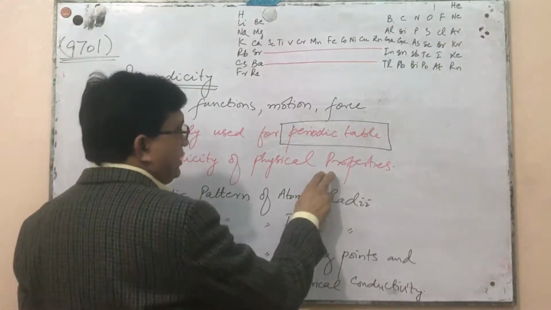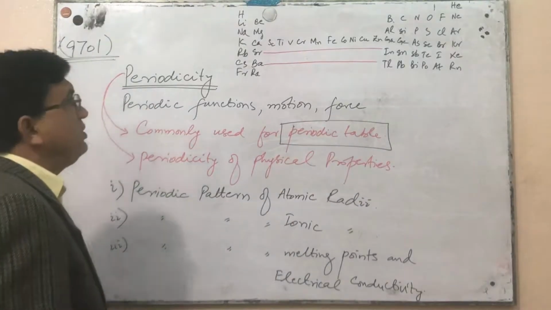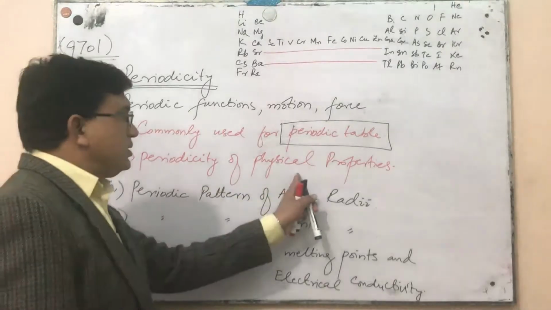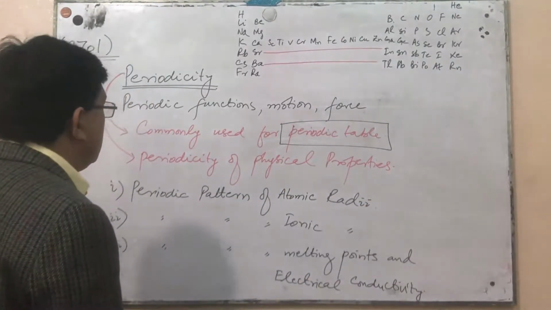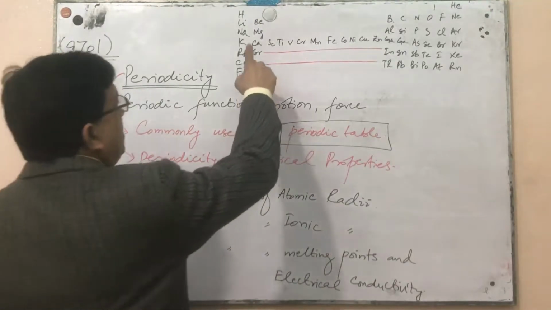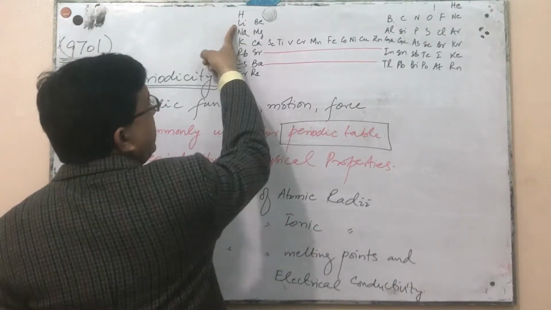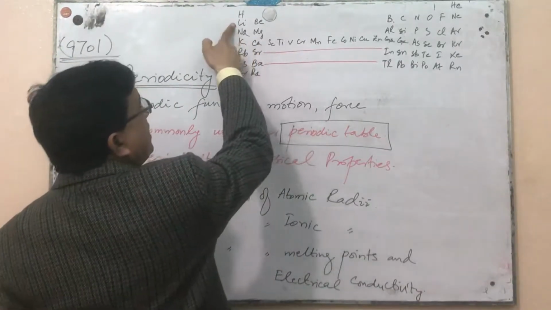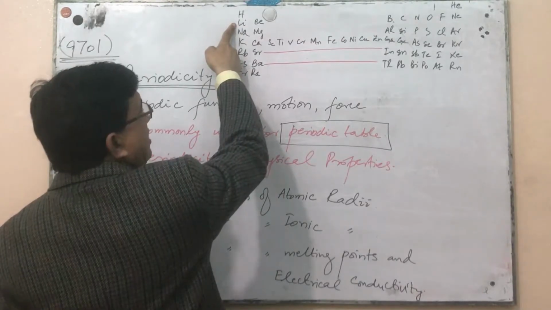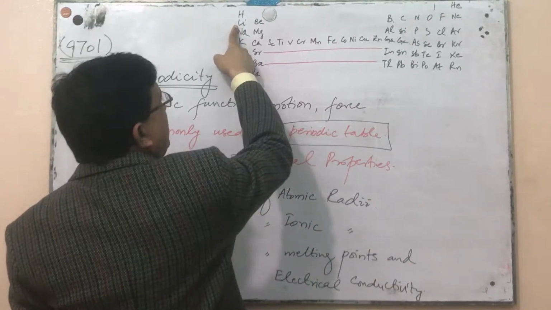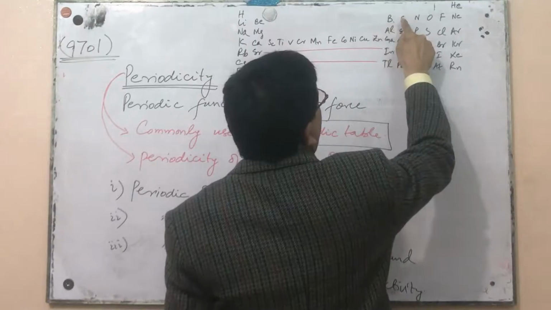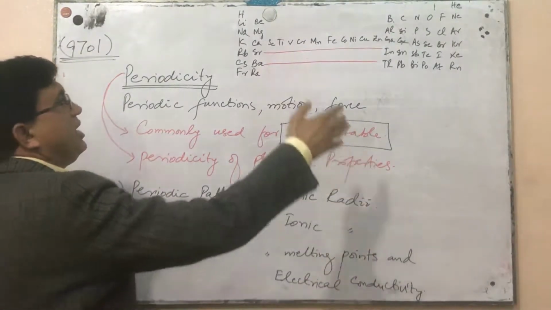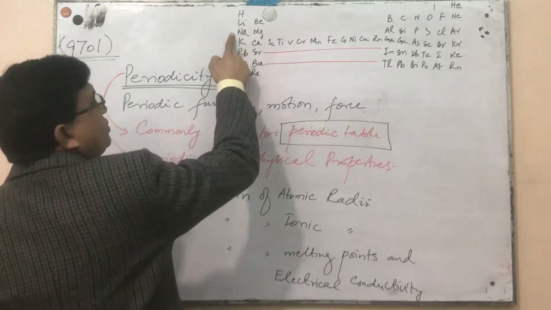Now, periodicity of physical properties is the discussion of how these physical properties show a periodic relation in the periodic table. For example, this is our lithium in the second period. This is an alkali metal, and if we consider this lithium as 1, then 1, 2, 3, 4, 5, 6, 7, and 8. It means that after 8 elements, each 9th element is showing similar properties just like lithium.